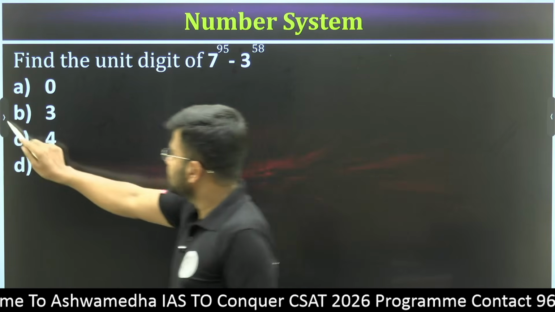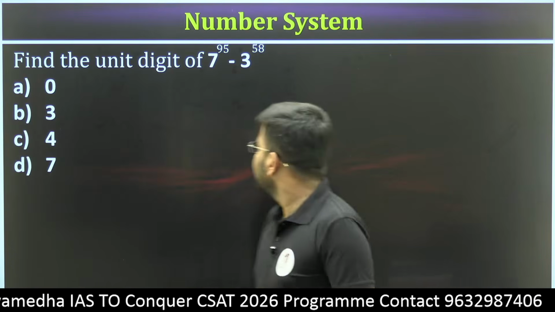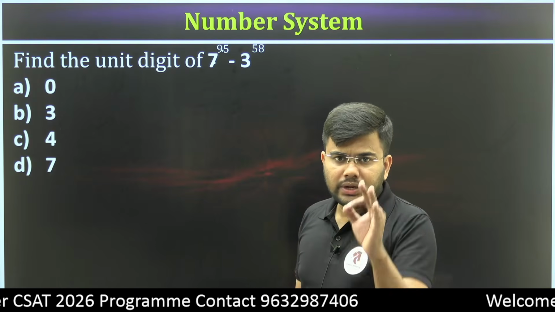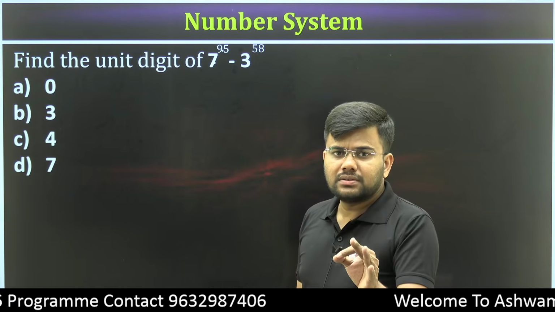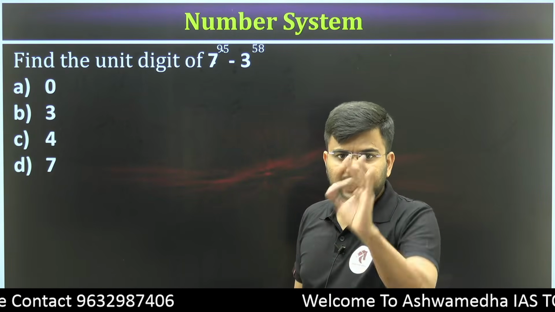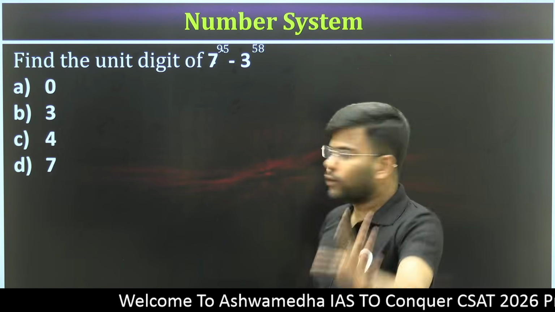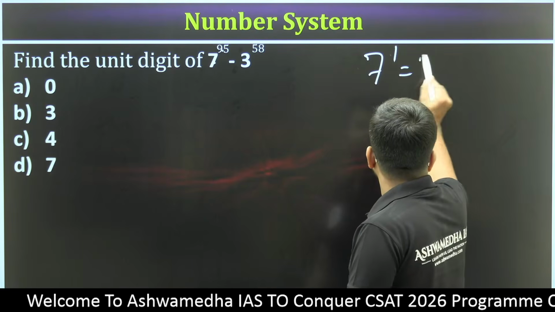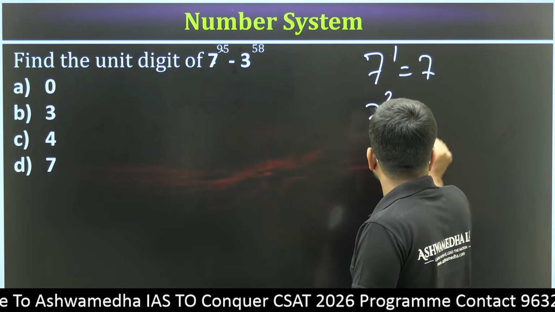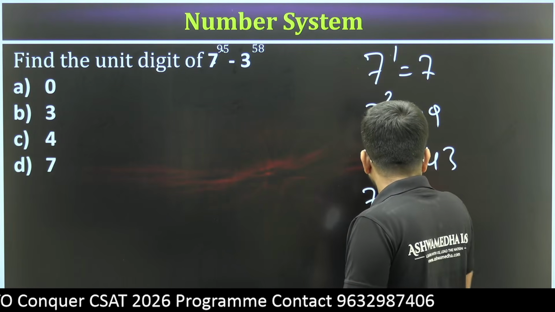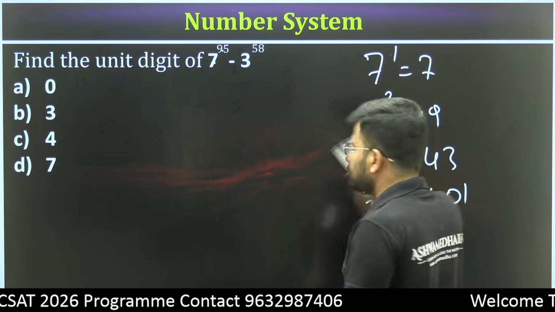Now, if it is subtraction, same thing. 7 to the power of 95. To find the unit digit of 7 to the power of 95, 7's unit digit repeats its cycle of 4. If it is 7 to the power of 1, it is 7. 7 square, it is 49. 7 to the power of 3, it is 343. 7 to the power of 4, it is 2401.